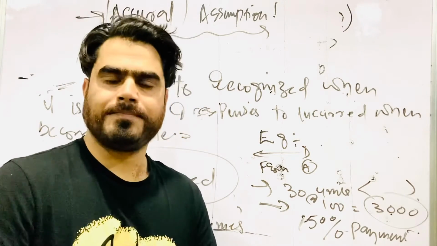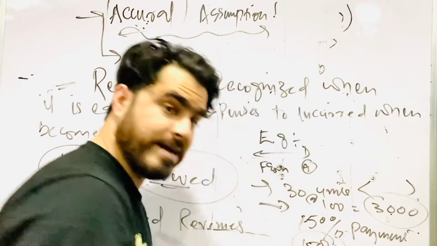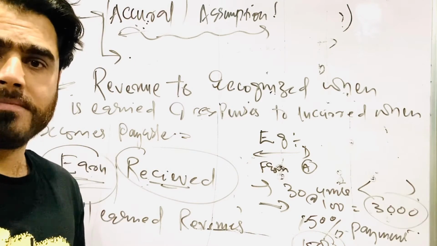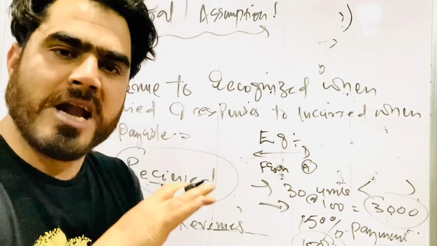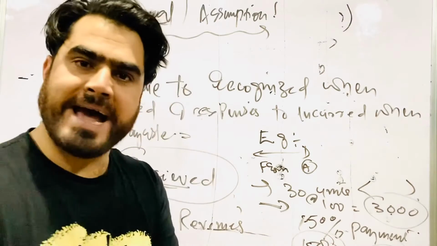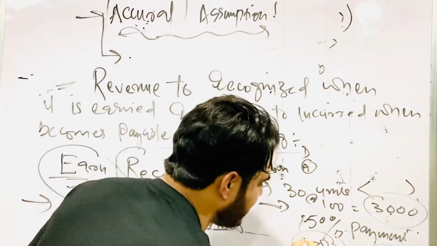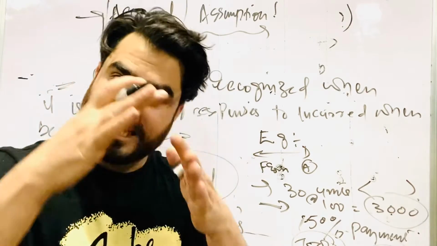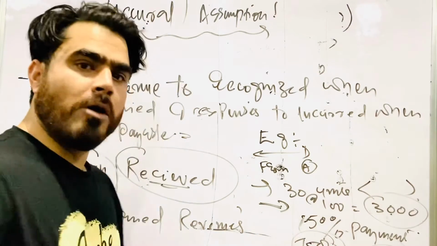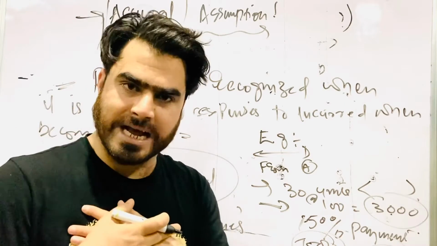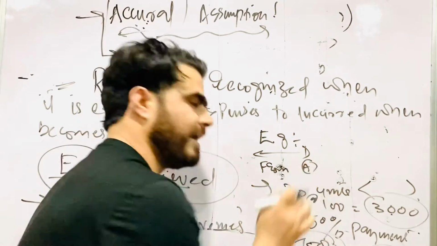As a businessman, shall I treat this 50%, meaning 1500, as my earned income? The answer is no. I cannot treat this amount as my earned income, and this is to be treated as an advance payment, and it is a liability on my business. This amount will be treated as my income once I transfer the ordered goods to the concerned party.